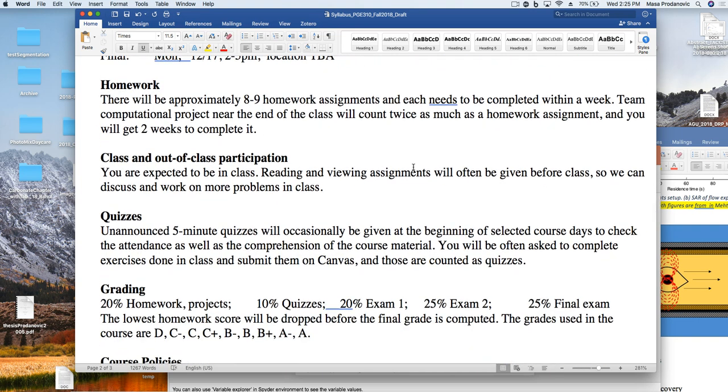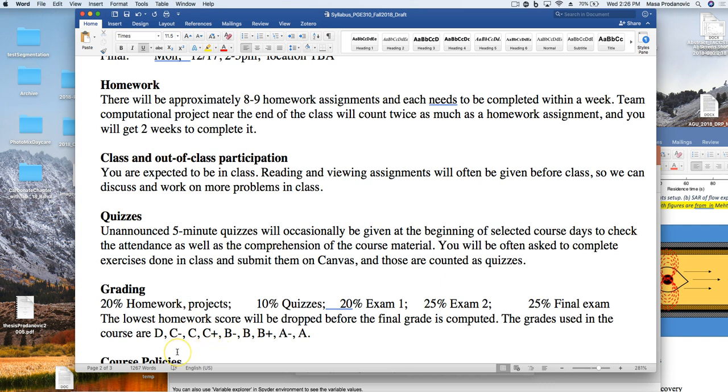So how will quizzes enter the grade? I have 10% reserved for quizzes, okay? And 20% is homework and that computational project, which is worth 2 homeworks, okay? It goes proportionally into the grade. I will drop the lowest homework score and the lowest quiz score before final computation of the grade, okay? And then 20% is exam 1, 25% exam 2, and 25% final exam. So we're going to have 2 exams.